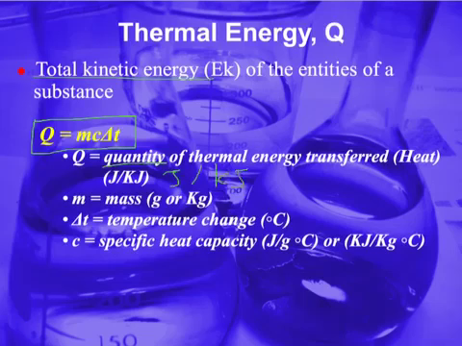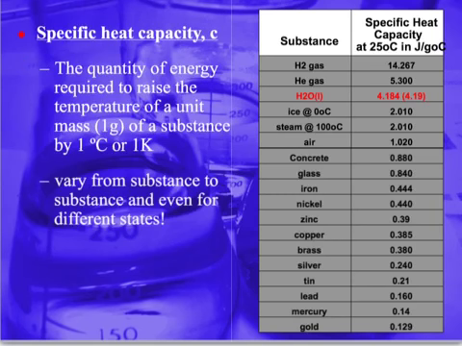M is the mass of the object, most often in grams, but we can also measure it in kilograms. Delta T is the change in temperature in Celsius, and C is the specific heat capacity of the substance that has lost or gained energy. Well, what exactly is specific heat capacity? It is the quantity of energy, measured in joules, required to raise the temperature of a unit mass, for example 1 gram, by 1 degree Celsius, which is also the same as 1 degree Kelvin.